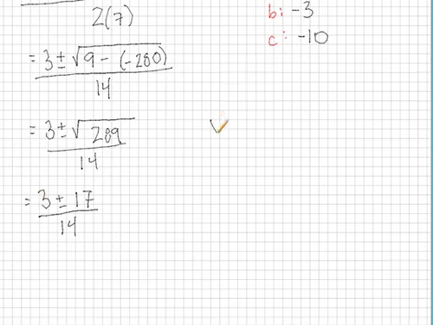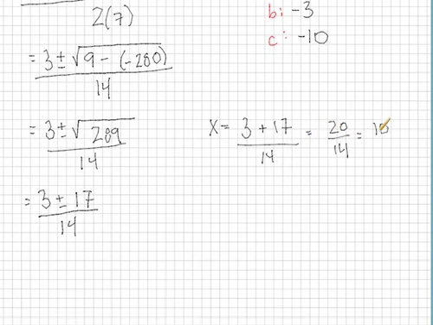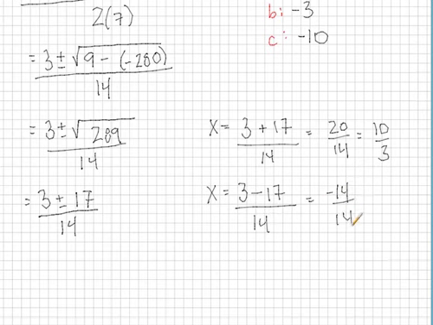Our first x value is going to be x is equal to 3 plus 17 over 14. That will give us 20 over 14, or 10 over 7. Our second x value will be 3 minus 17 over 14, which will give us negative 14 over 14, which will give us negative 1.